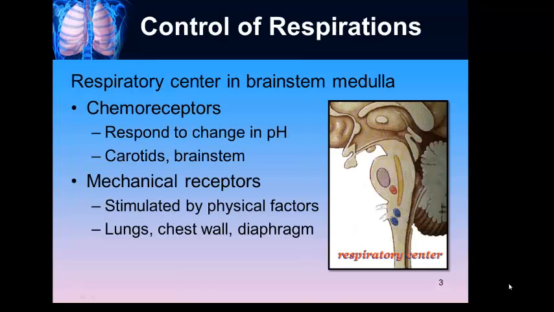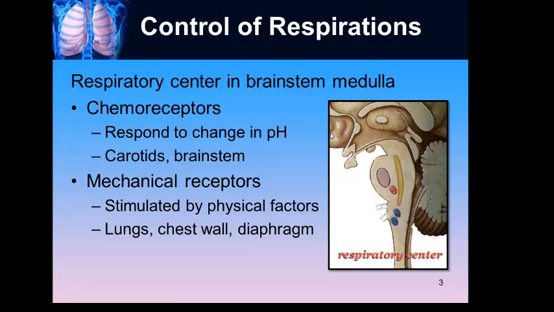The respiratory center of the brainstem controls respiratory function based on two main sources of information coming from the body. First, chemoreceptors from several locations give information about the acid-base balance of the blood and cerebrospinal fluid, or CSF. Chemoreceptors are located in the brainstem medulla and also in the carotid bodies at the bifurcation of the common carotid artery and the aortic bodies above and below the aortic arch.